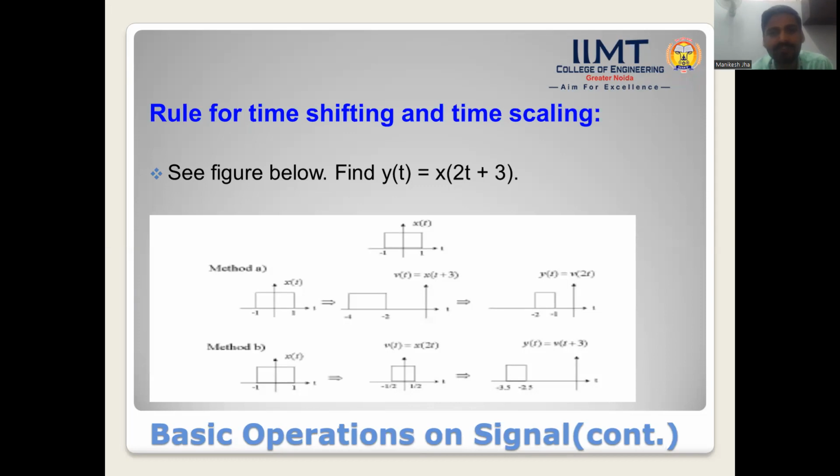And the next one, x(2t). When we apply the 2t, it means we are scaling in the time domain. For each time instant, we divide by the scaling factor, that is 2. So minus 4 becomes minus 4 by 2, which is minus 2, and minus 2 divided by 2 becomes minus 1. So for x(2t + 3), we get the rectangular signal between minus 2 and minus 1.